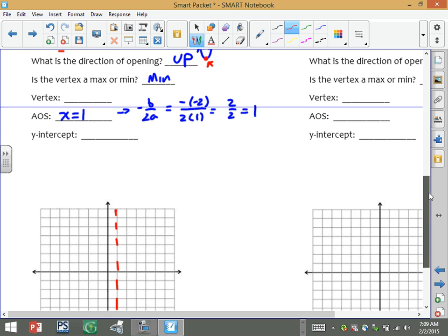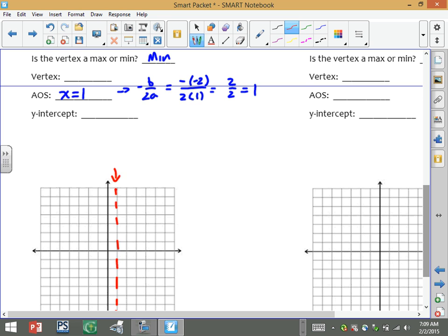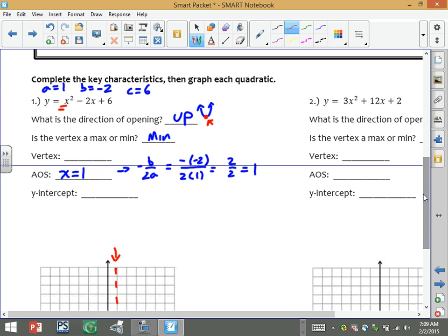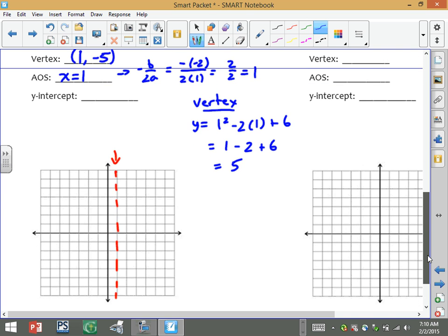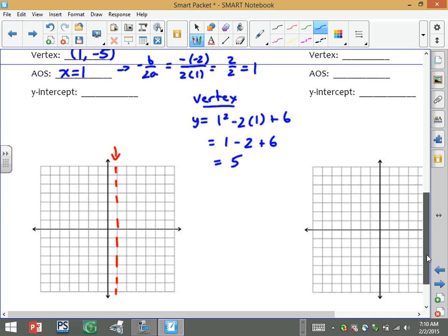Now to find the vertex, the vertex is going to be somewhere on this line. To figure out where, we need to plug 1 into our original equation. So y equals 1 squared minus 2 times 1 plus 6. 1 squared is 1, 2 times 1 is 2, plus 6. When all is said and done, 1 minus 2 is negative 1, plus 6 is 5. So my vertex is at 1, 5. Let me come down here and put the point 1, 5: 1, 2, 3, 4, 5.